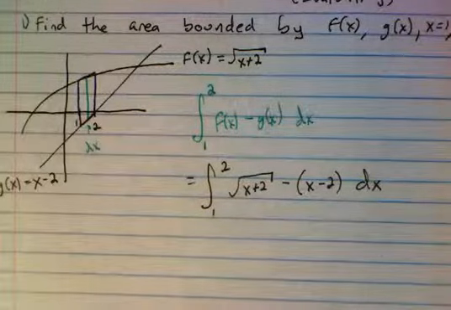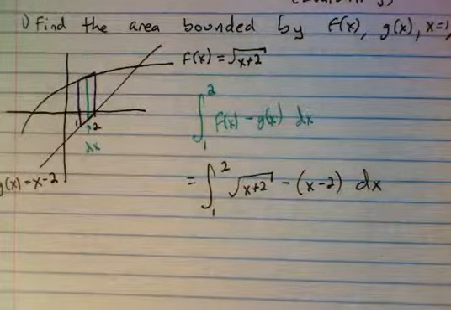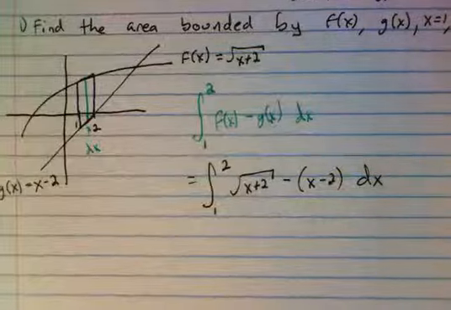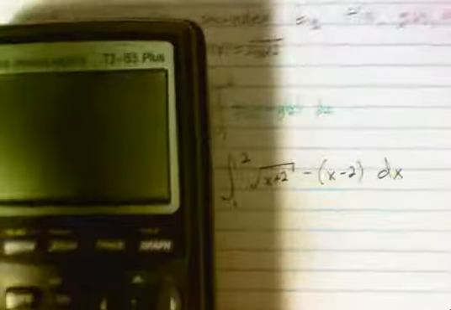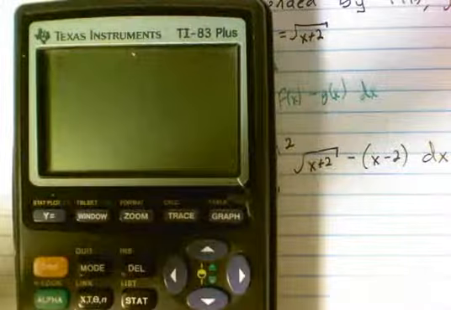So the number one thing to know about these area problems is, look and see if you have your calculator available. If you have your calculator available, use it. The dragon says, use your calculator. Rawr.